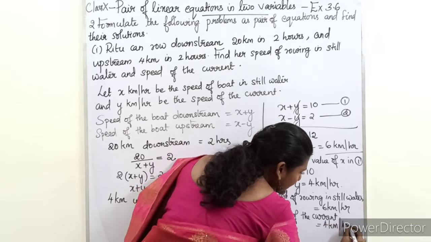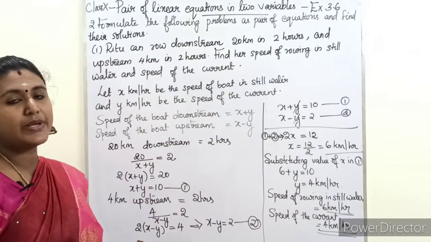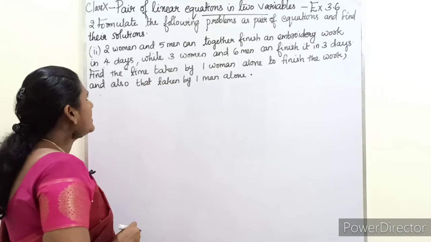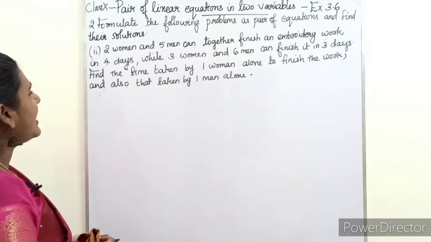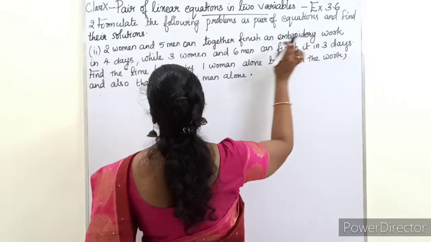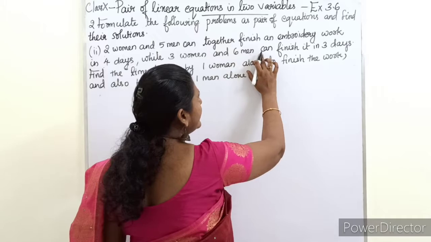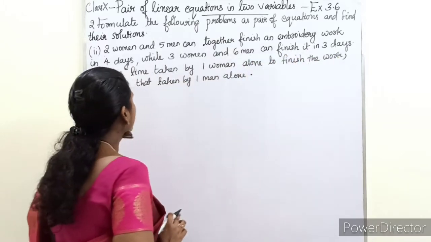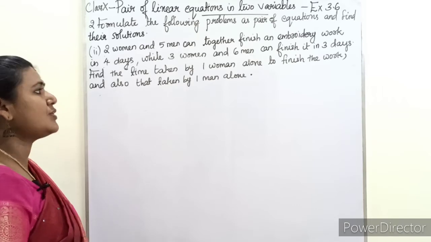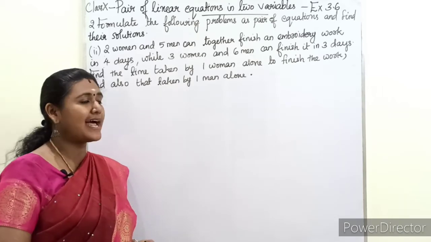Okay, so we got the speed of her rowing in still water, and the speed of the current. Now next question. Question number 2. 2 women and 5 men can together finish an embroidery work in 4 days, while 3 women and 6 men can finish it in 3 days. Find the time taken by one woman alone to finish the work, and also that taken by one man alone.